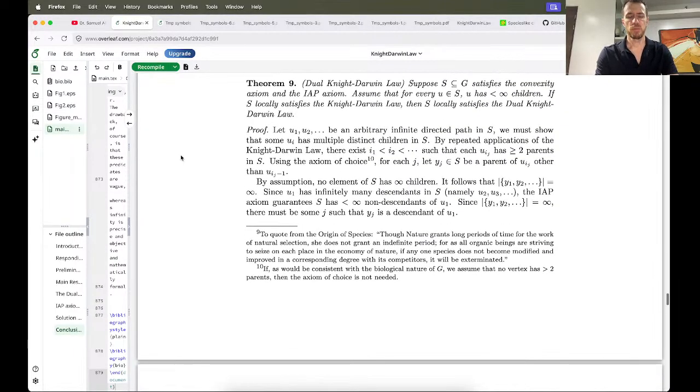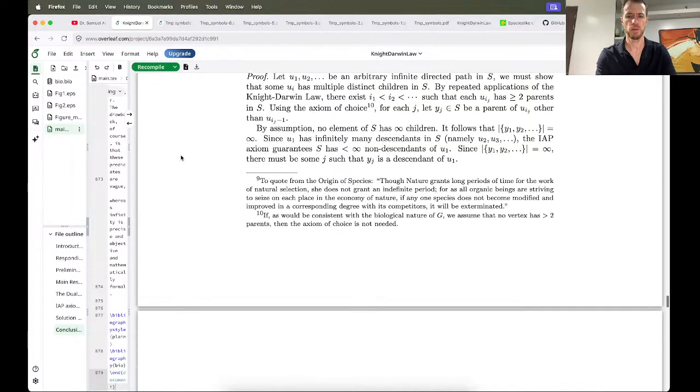By assumption, no element of S has infinitely many children. It follows that the cardinal of the set of Yi's is infinite. Since U1 has infinitely many descendants in S, namely U2, U3, the IAP axiom guarantees S has less than infinitely many non-descendants of U1. Since the cardinal of the set of Yi's is infinite, there must be some j such that Yj is a descendant of U1.